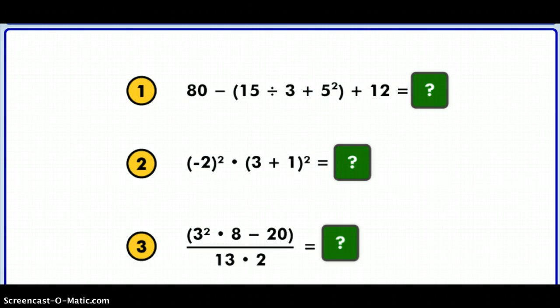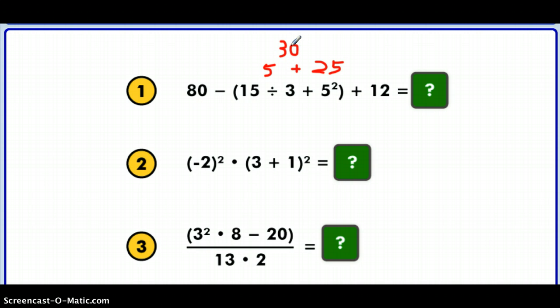So looking at number 1, first thing we want to do is go inside the parentheses. That's what it said, and then we follow the rules within there first. So we're going to do this exponent first. So that's going to tell us that we have 25. Now we have a division going from left to right, so 15 divided by 3 is 5. And so inside the parentheses we have 5 plus 25, which we could also write as 30.